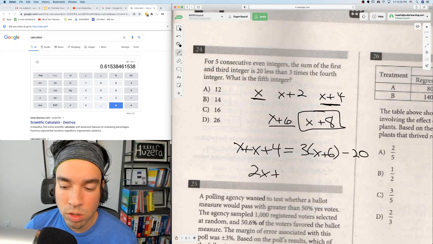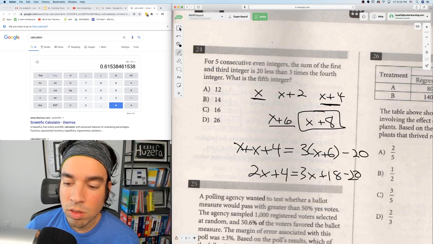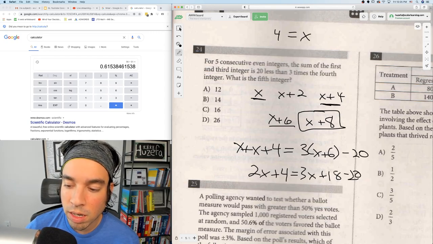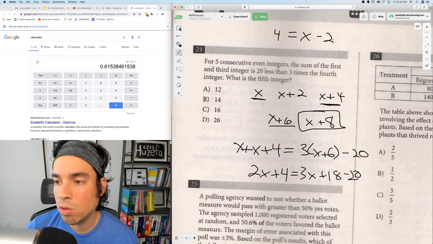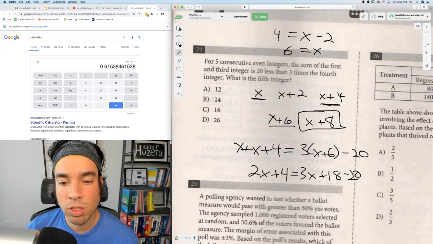Let's go. 2X plus 4 equals 3X plus 18 minus 20. And then I'll subtract 2X from both sides and I get 4 equals X plus... 3X minus 2X is X. 18 minus 20 is negative 2. Add 2 to both sides. X equals 6. What is the fifth integer? 6 plus 8, which is 14.